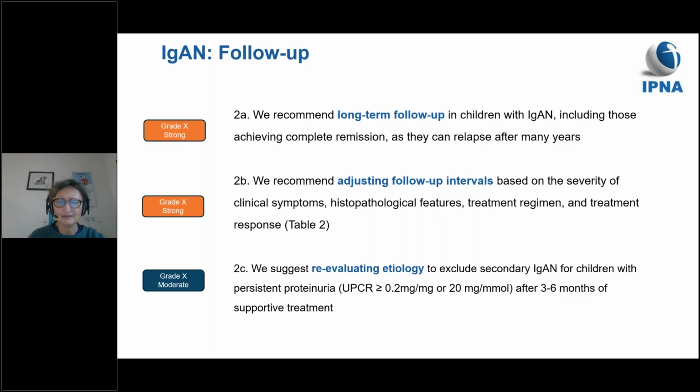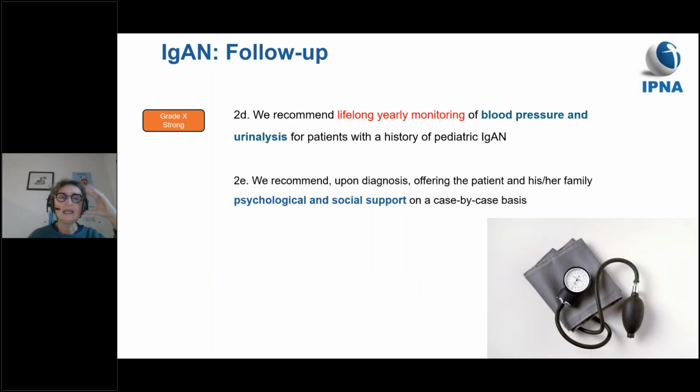So that's common sense. And it was also suggested to reevaluate etiology to exclude secondary forms if there wasn't a satisfactory response to initial management. In general, it was recommended to perform lifelong yearly monitoring of a child who has received a diagnosis of IgAN in terms of blood pressure and urinalysis. And this was really felt strongly to be something that would optimize the long-term evolution of these children. It was also recommended upon diagnosis to offer the child psychological and social support on a case-by-case basis.